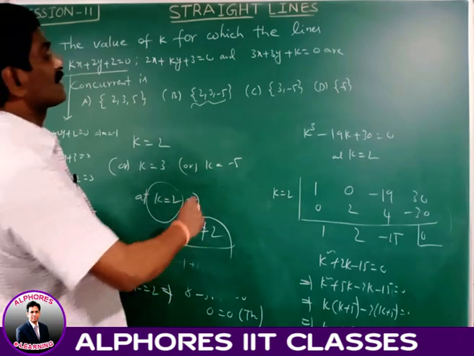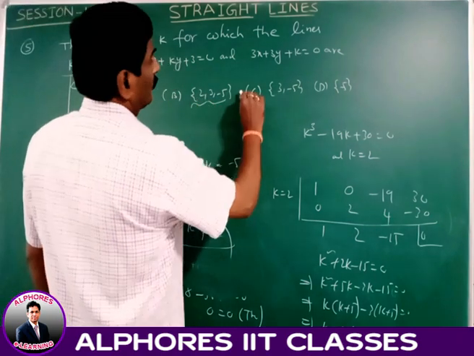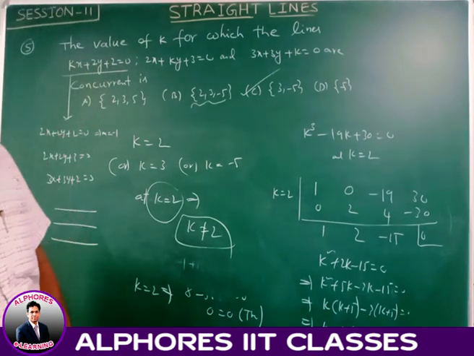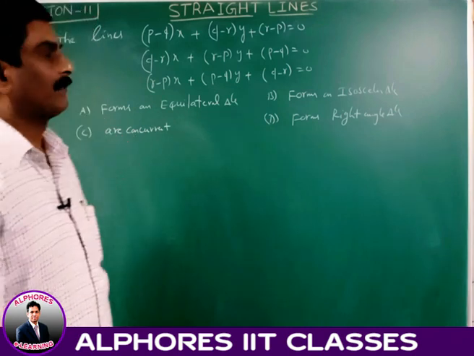So, what is the correct answer? By removing 2, we get 3 comma minus 5. The answer is 3 comma minus 5. Please note this value. Next, sixth one.